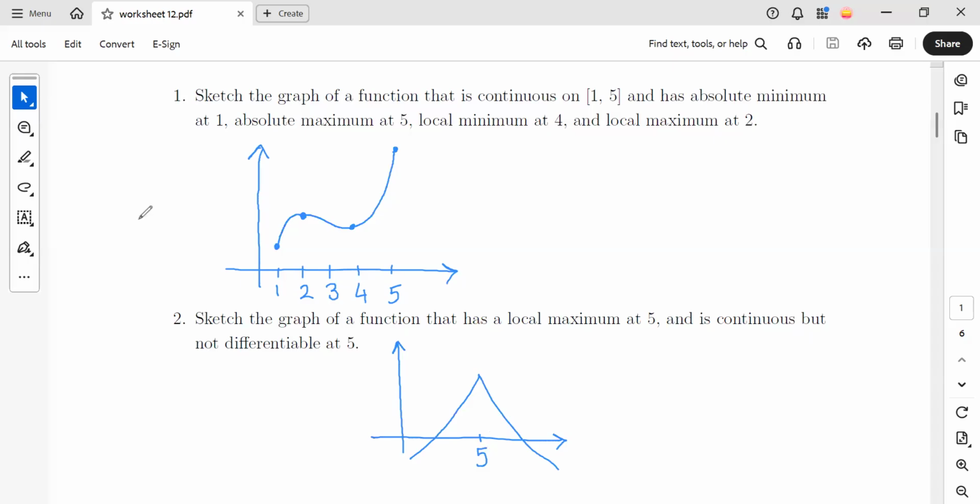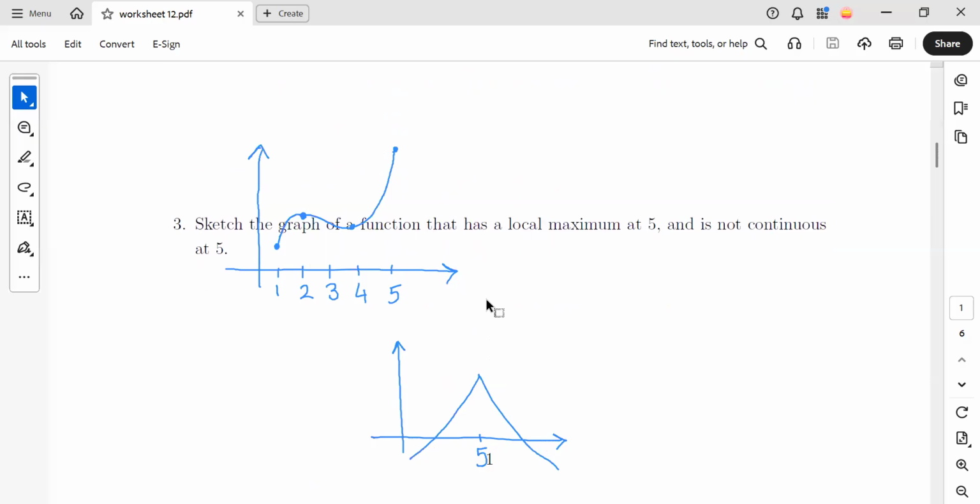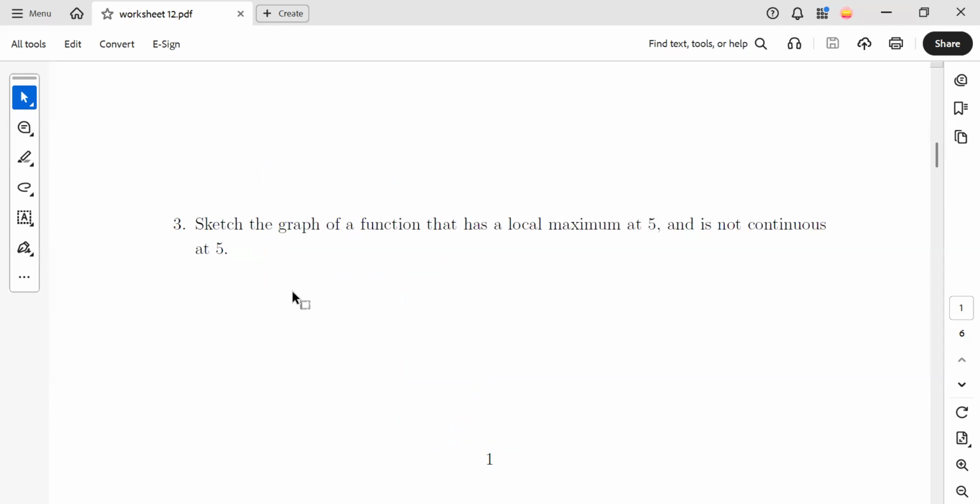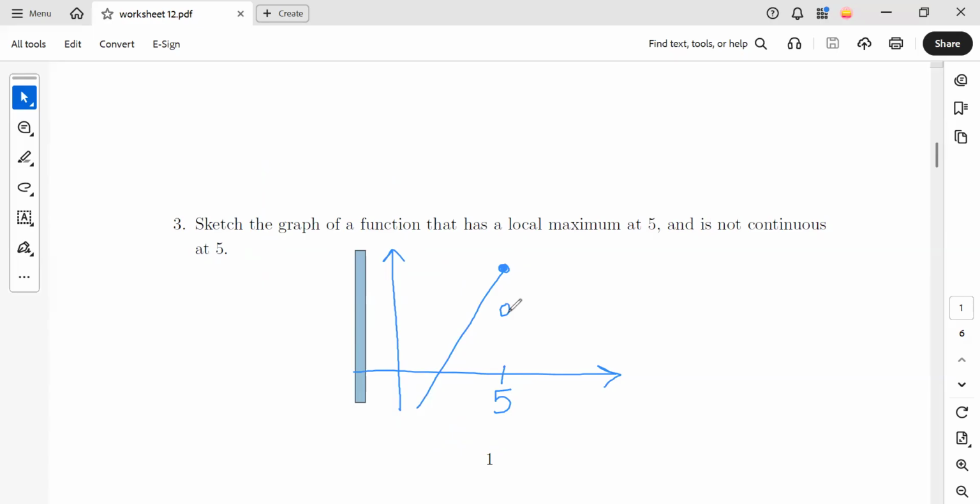Number 3 is about sketching a graph of a function that has a local max at 5 and it is not continuous. So we can draw a graph like this. If this is 5 and we need to have a local max, but it is not continuous. So this one can be a good one. Or you may draw another one. And we don't have any domain here. It's about all x values.